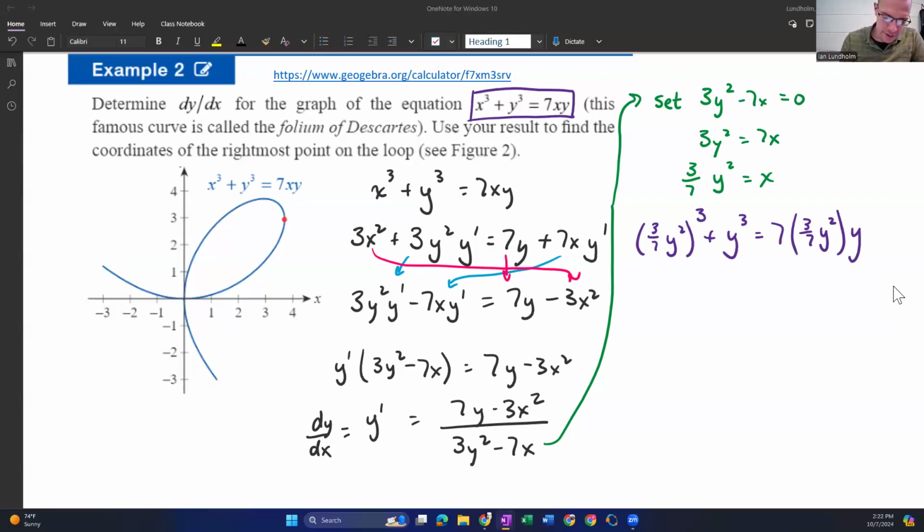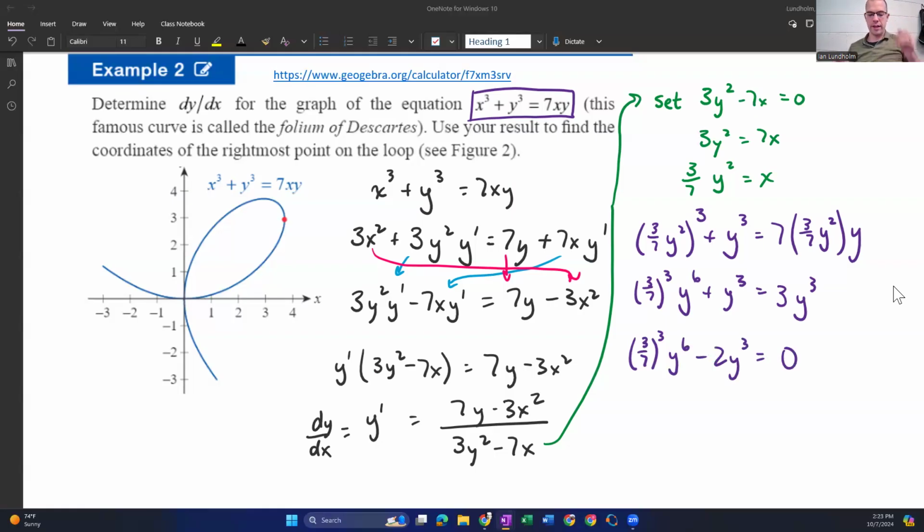All right, well, so let's simplify things down. We've got 3/7 cubed. We've got y to the 6th. We've got y cubed and 3y cubed over here. That's not so bad. Let's factor this a bit in order to get it nice. Let's go 3/7 cubed, y to the 6th. We're going to subtract 3y cubed from both sides, so we get a minus 2y cubed over here equals 0.